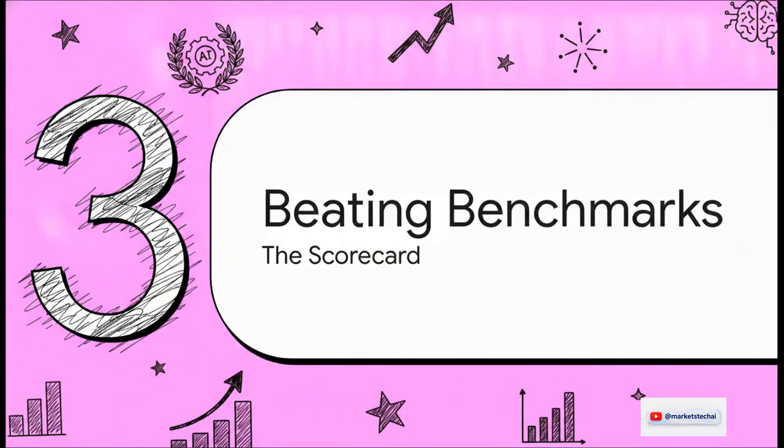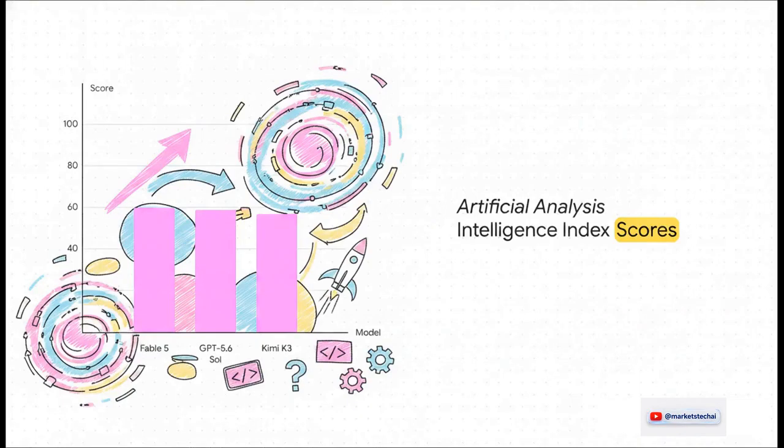Section 3. Beating the benchmarks. The scorecard. So how does it actually perform? On the Artificial Analysis Intelligence Index, which is a composite benchmark evaluating reasoning, coding, and knowledge, K3 lands a very close fourth at 57. It's right on the heels of the closed frontier models, like Claude Fable 5 at roughly 60 and GPT 5.6 Sol at 59. Being this close to the top as an open-weight model is a massive achievement.